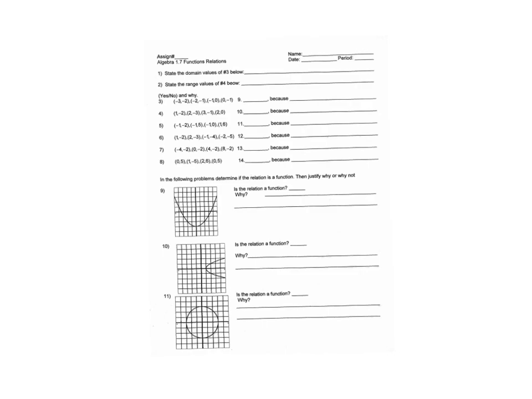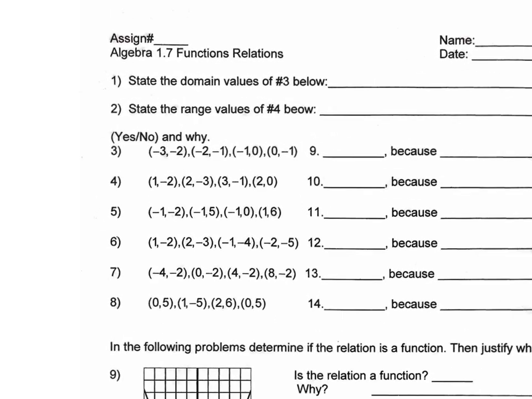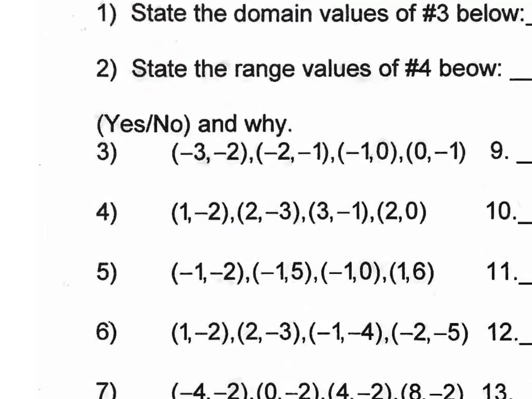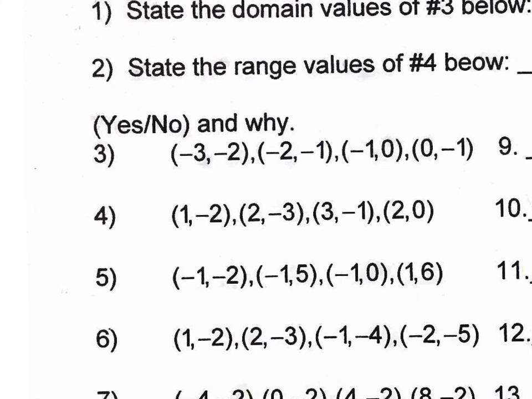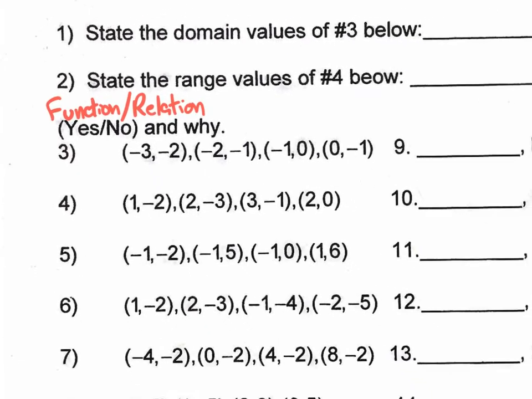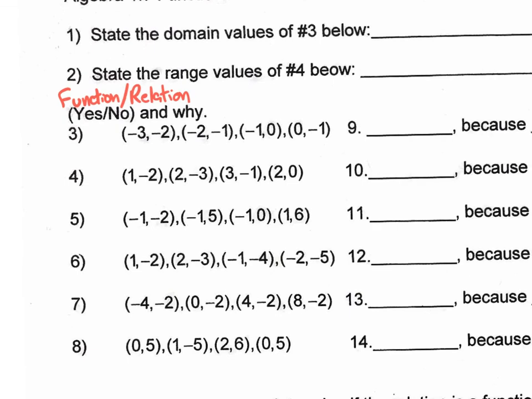Guys, I do apologize. The instructions aren't that clear right here. For numbers 3 through 8, instead of yes and no and why, let's write down function or relation and why. So you're looking at x and y values, input-output values, and determine, is it a function or is it just a relation? And also give a reason. Okay? We'll go over this over the next video.